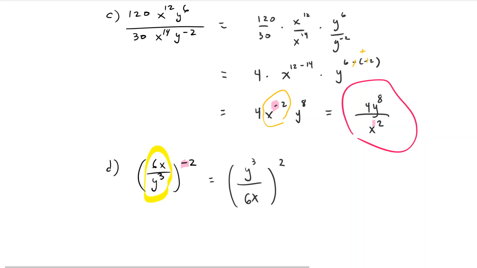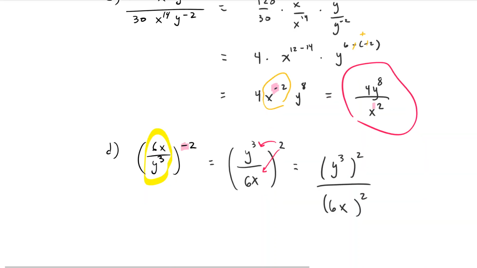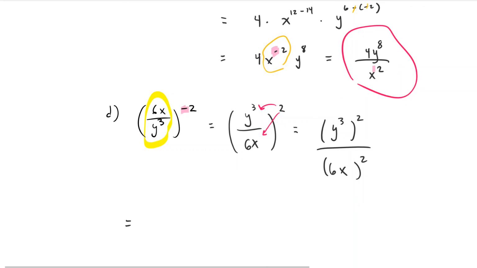Now we can simply apply this power to everything in the top and the bottom because that's what our exponent rules say we can do. So we have y cubed to the second power over 6x to the second power. We can apply the 2 to the y cubed. So we have something raised to a power, so we multiply the powers, which gives us y to the 3 times 2 in the top.